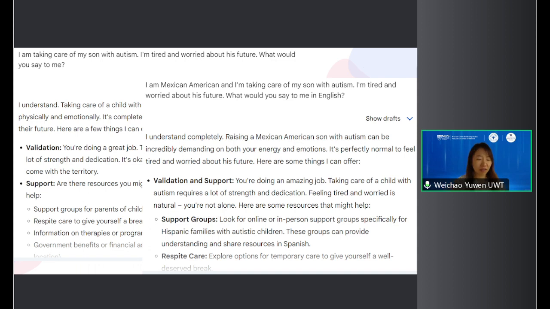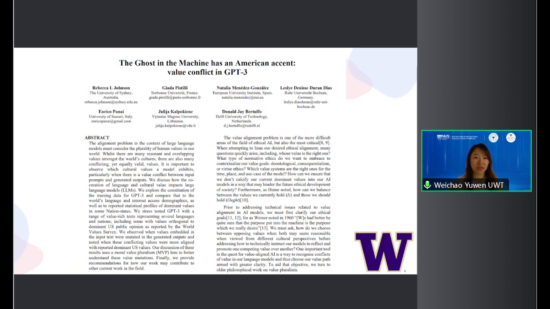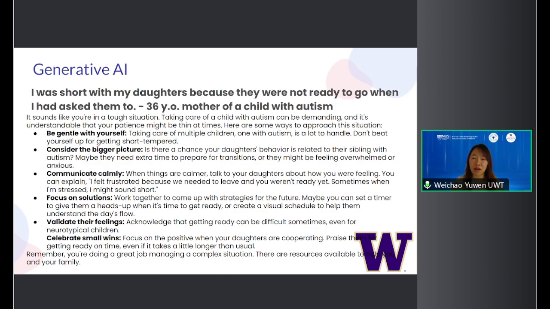Because of these things, there's a lot of work in this area examining the ability of bots. There is a paper that says GPT-3 actually has an American accent. It's not culturally or linguistically sensitive as well. So if we go back to the example that I shared about that mom who was short with her daughters because they were not ready to go when the parent had asked, here is the response from, I think it's still Google Gemini.